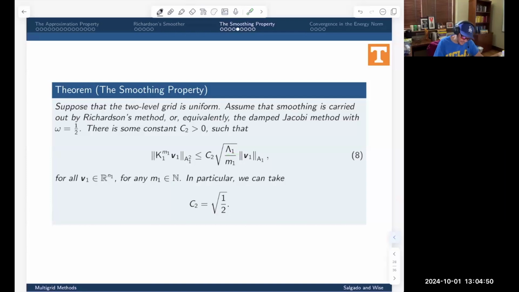I think, if I'm not mistaken, just to remind us, this was 4 over H1 over M1 times the regular energy norm of this vector V1, where V1 is just some arbitrary vector in R^n1. So this is like the H2 Sobolev norm, and this is like the H1 Sobolev norm and is commonly referred to as the energy norm. Sometimes this is what we call the double energy norm. In particular for our application, because we're talking about the one-dimensional version of the finite element method, we can take C2 to be equal to 1/2 square root. Okay, so let's see how this works.